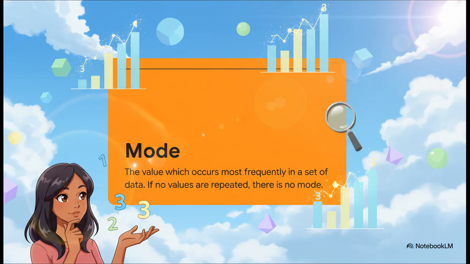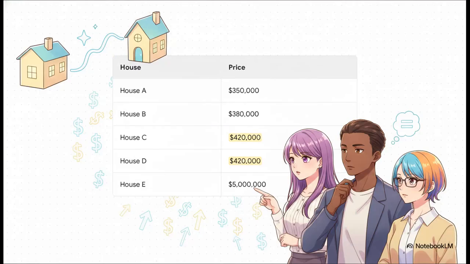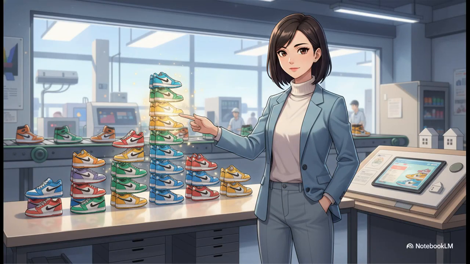It's all about frequency. And here's a fun little quirk. If every number shows up only once, well, then you just don't have a mode. Simple as that. So let's just tweak our house data a little bit. Let's pretend that house D sold for the exact same price as house C. Now we've got a number that appears more than once. In this scenario, our mode is $420,000.